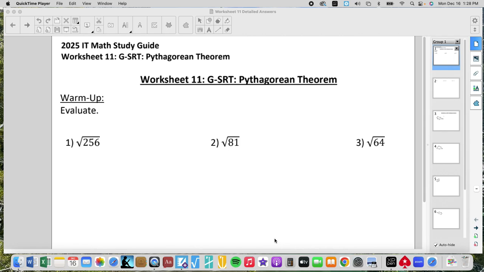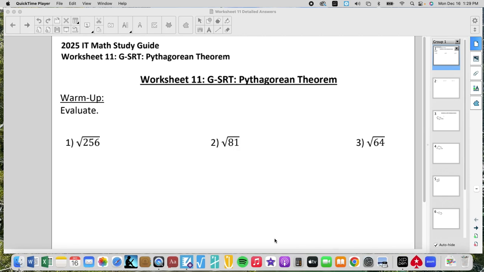Worksheet number 11 for 2025 academic decathlon in mathematics. And this is worksheet 11 dealing with the Pythagorean theorem. Pythagoras was a mathematician who kind of created geometry. So these are our warm-up problems.